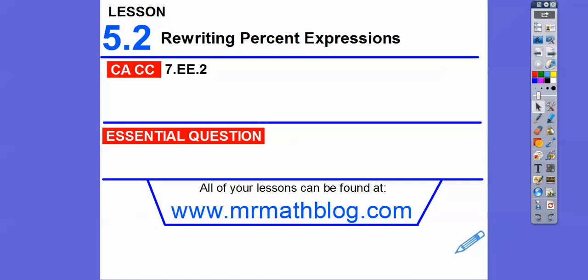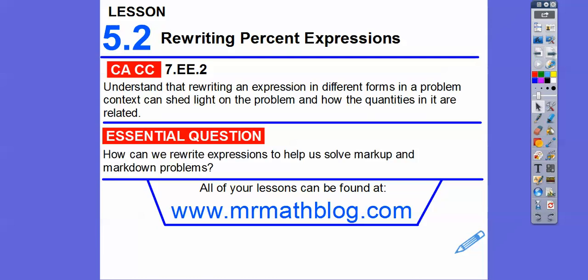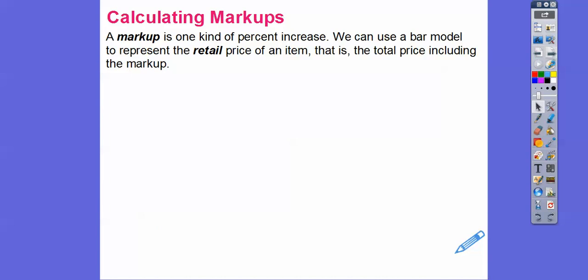Okay, so here's our Common Core strand, and then our question here is how can we rewrite expressions to help us solve markup and markdown problems? So like things that go on sale, or companies that mark up their prices and stuff. So a markup is one kind of percent increase. Remember last lesson we did percent increases, and we'll do percent decreases also, so a markdown, in just a bit.